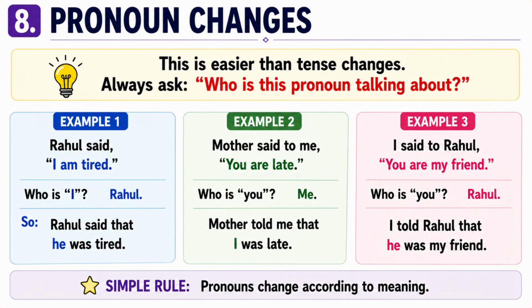Example 2. Mother said to me, "You are late." Who is "you"? It is me. So the sentence becomes, "Mother told me that I was late."